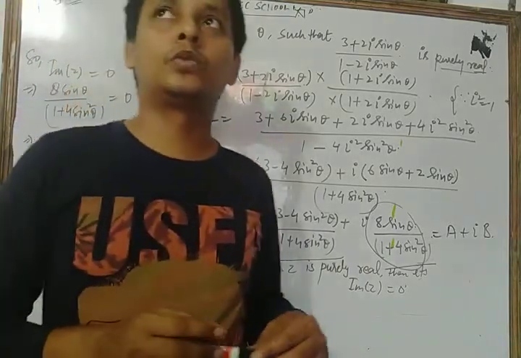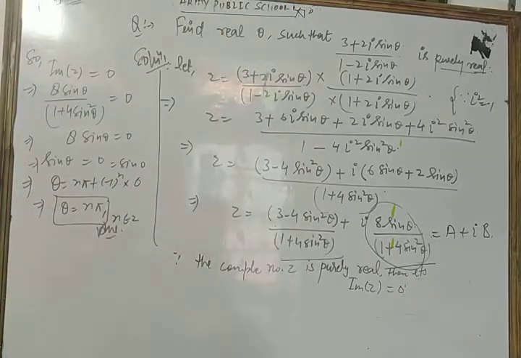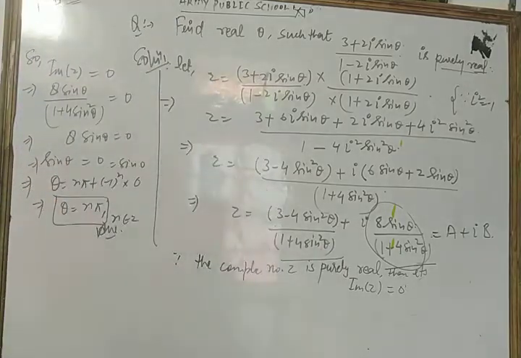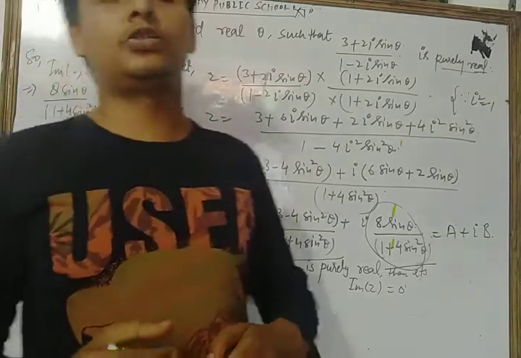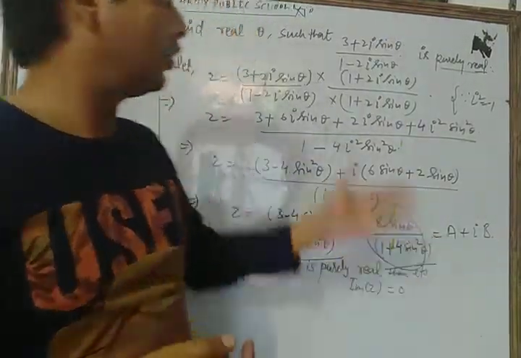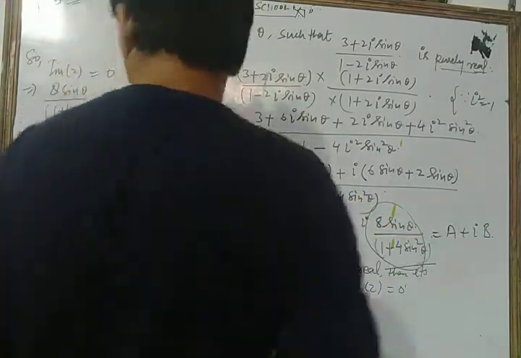n pi plus minus 1 to the power n into alpha, and here alpha is 0 degree. So in this way the general solution of the value theta is n pi. This is our required answer. So dear students, you can solve all the questions of your NCERT exercise based on that topic. Okay, now let's see some next important question here.